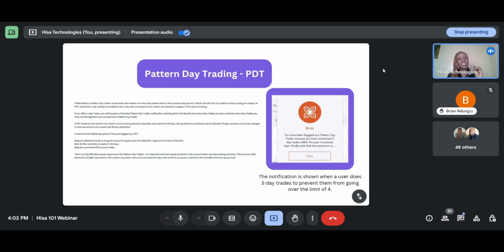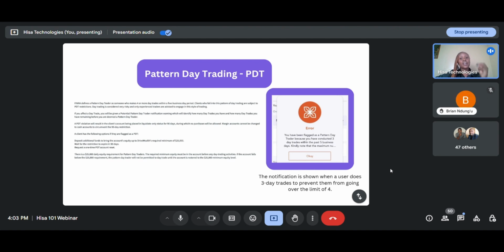So note that. And in case you exceed this limit, there will be an error that will occur. You can see it on the right hand side. The notification is shown when you, the user, do 3 day trades, to prevent you from going over the limit. When you go over the limit, your holdings will be liquidated.